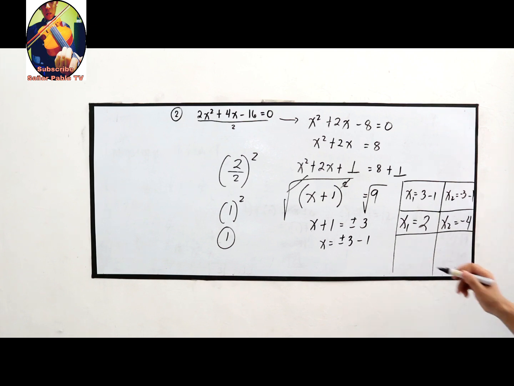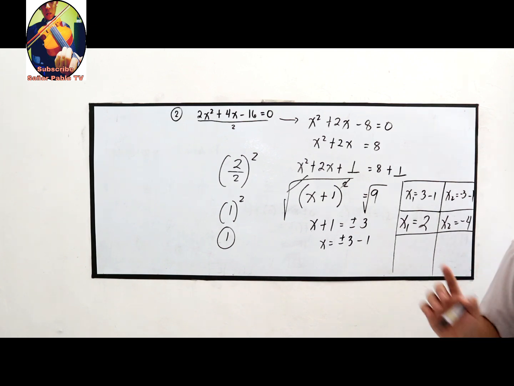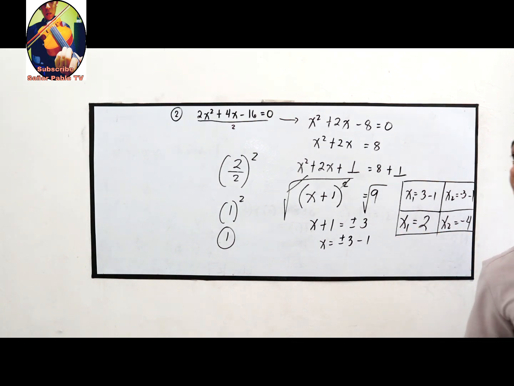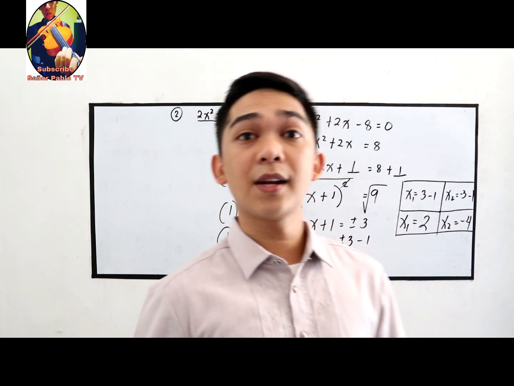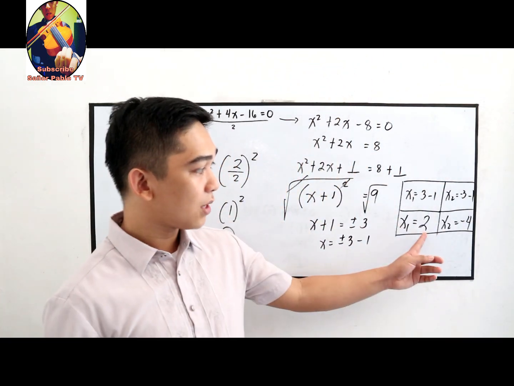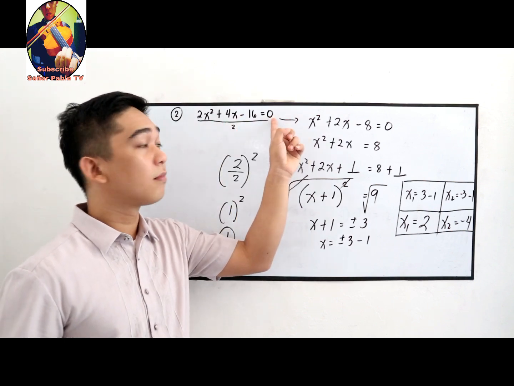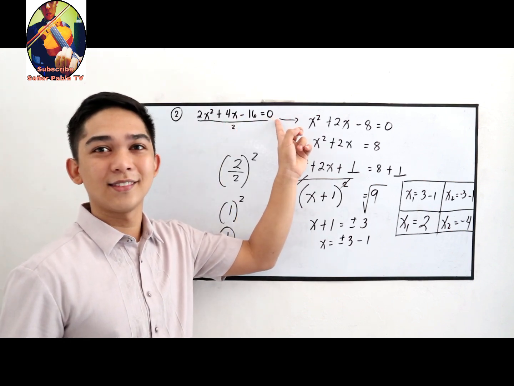So, ang values ng x natin ay positive 2 and negative 4. So, ayan na yung final answer natin. So, pwede din pala natin siya i-check. Kapag sinubstitute natin sa original given natin, dapat mag-i-equal siya kay 0. Ayan.